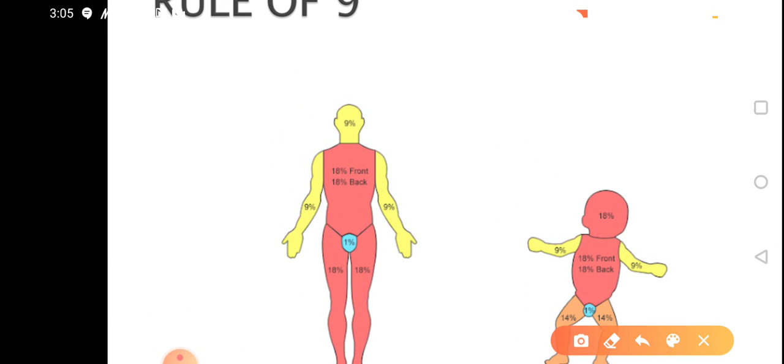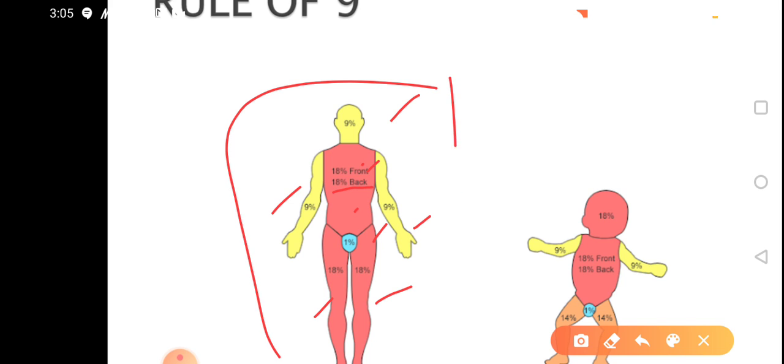Here you can see that this is the upper part, it is giving you 9%, and front or back is 18%. Fine. And your right arm, that is right upper extremity, is 9%, left upper extremity is 9%, genitalia is 1%, right lower is again 18%, left lower is 18%, and chest and abdomen from the front is 18%, and upper and lower half from the posterior is again 18%. Very beautifully given. This is just only to make you understand.